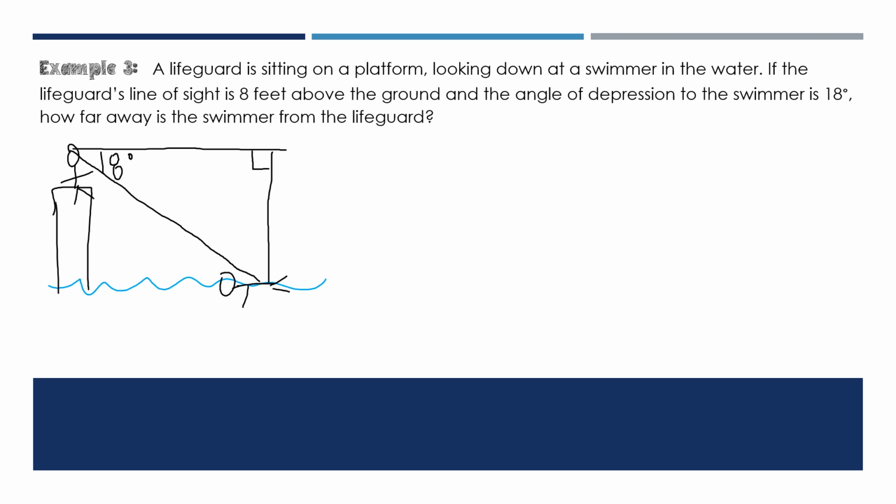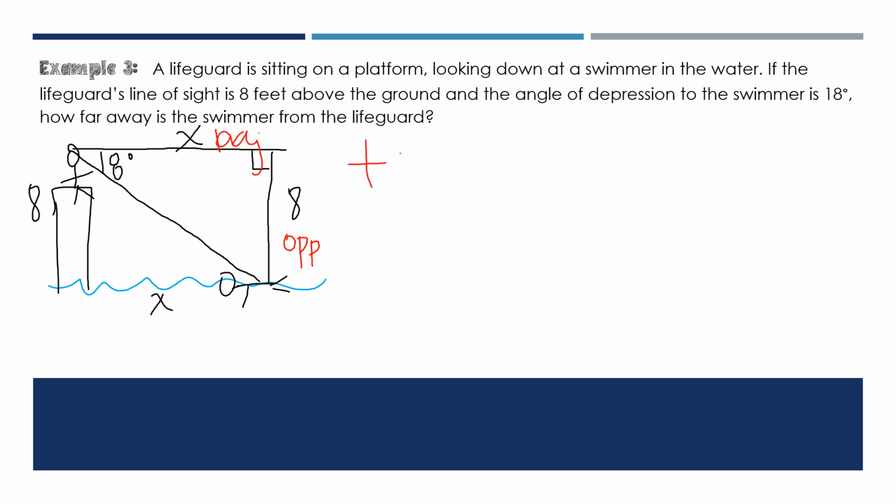We know that they're sitting 8 feet up, so you can put the 8 feet here or you can put the 8 feet there. It still is the same thing. And we're trying to figure out how far away they are from the swimmer. So we're looking for that horizontal distance. You can label that here or here. It's the same thing. So if I'm looking from that 18 degrees, 8 is the opposite and x is the adjacent, which means we're going to use tangent.